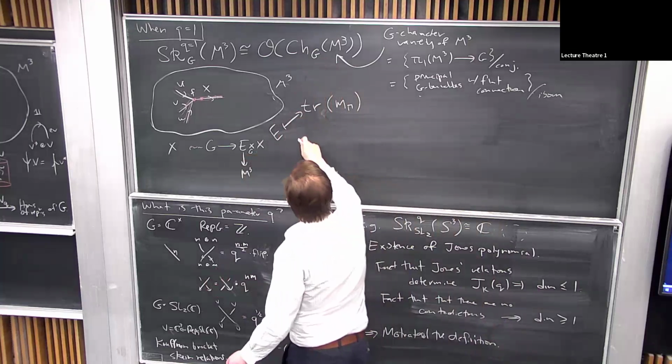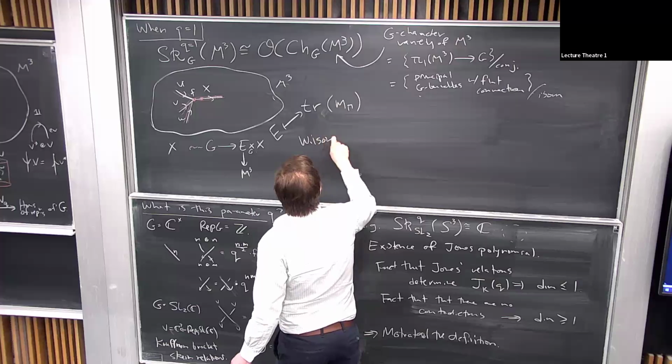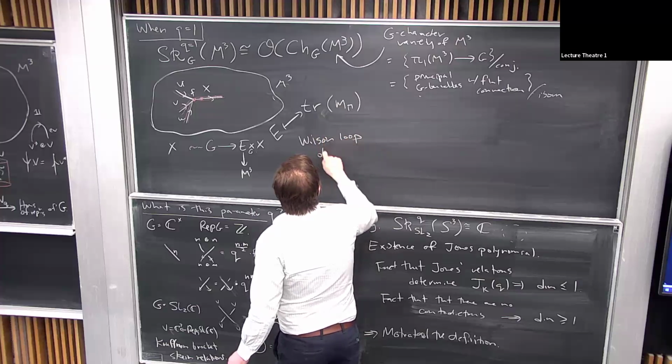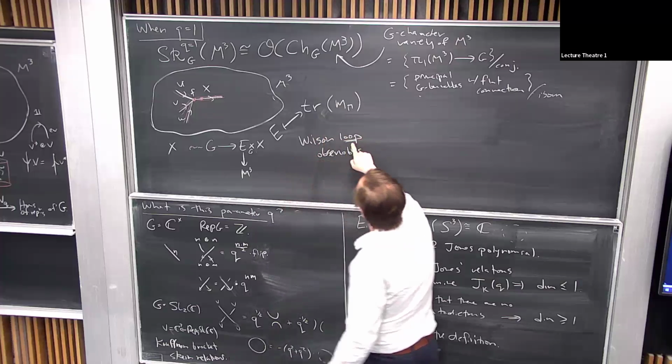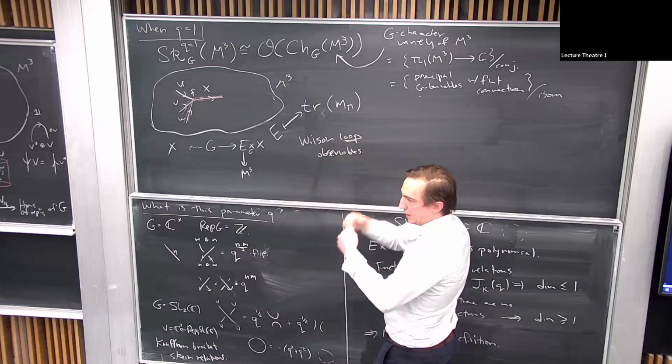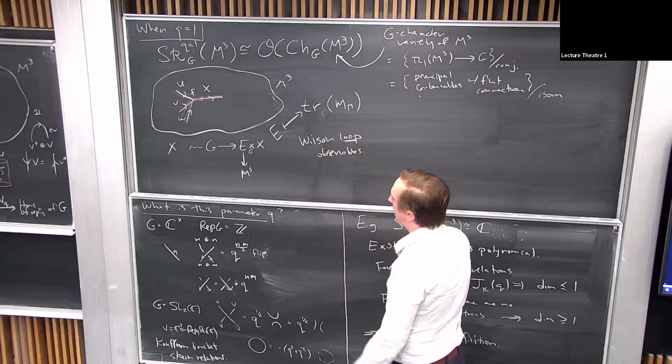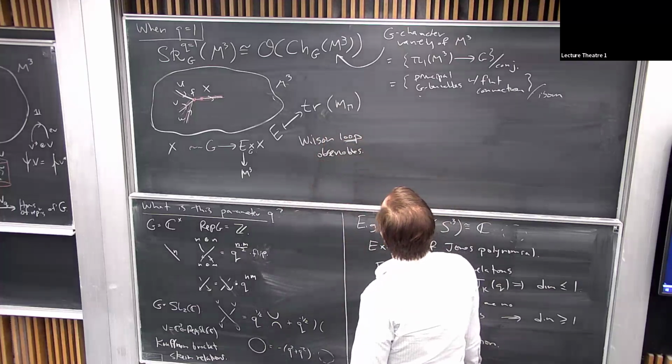So in physical terms, these are Wilson loop observables. And the only complication is we can't just think about loops. We have to think about these graphs and take traces over graphs if we want to really describe all functions. Okay.